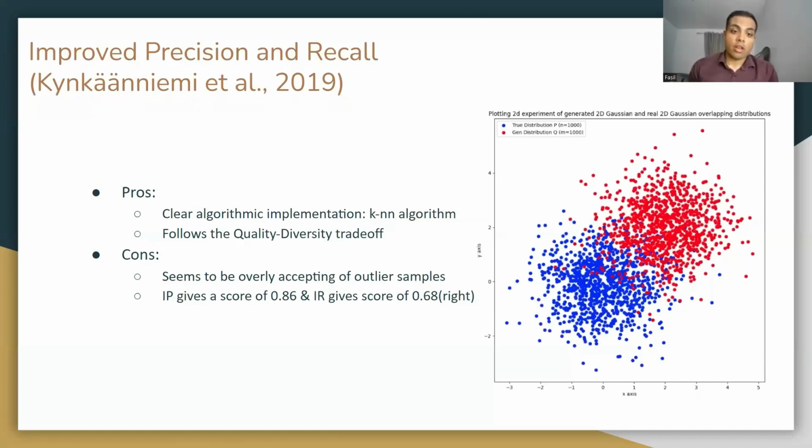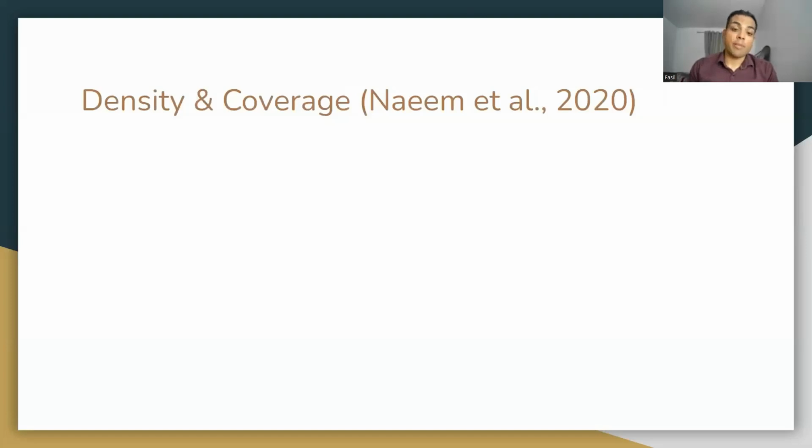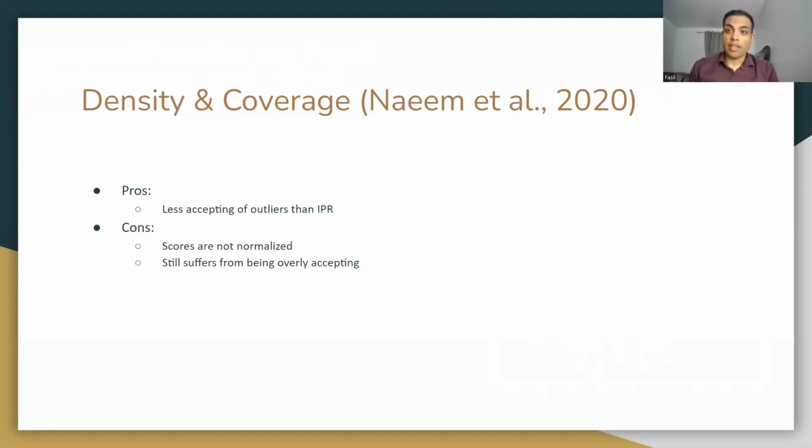The next work is Density and Coverage, written by Naeem and colleagues in 2020. This work does seem to be better at not being as overly accepting of outliers as improved precision recall. However, it still has some drawbacks. The scores are not normalized, and we will see later this method can exhibit scores that are quite high. And although an improvement in being less overly accepting, it still does seem to suffer from this issue as well.